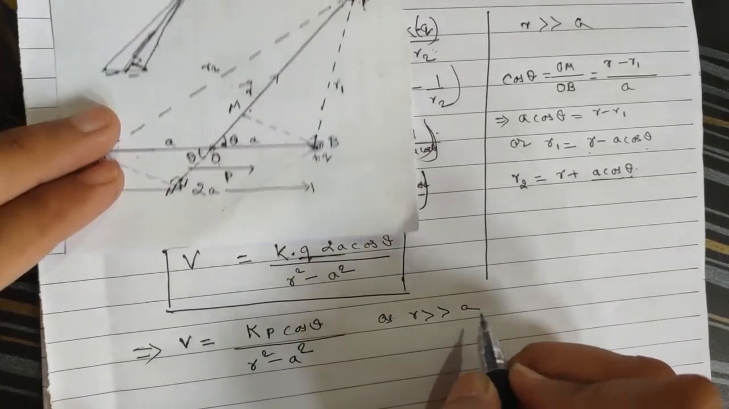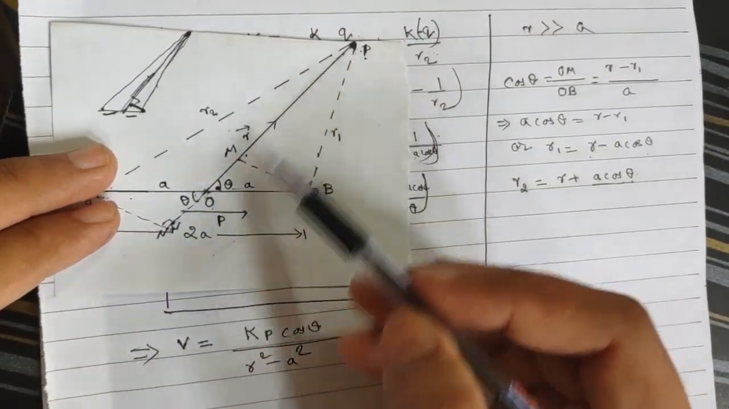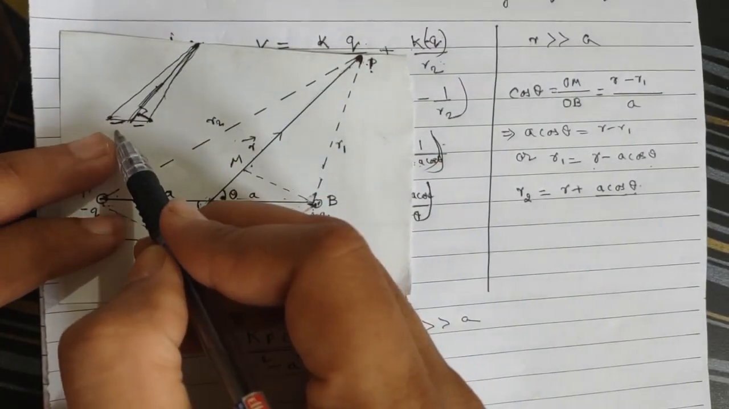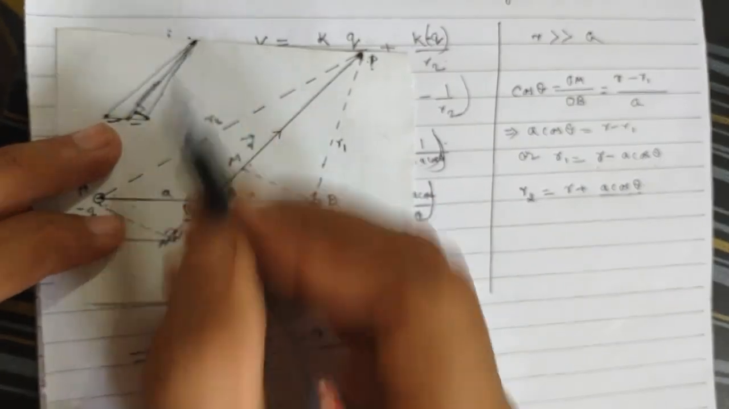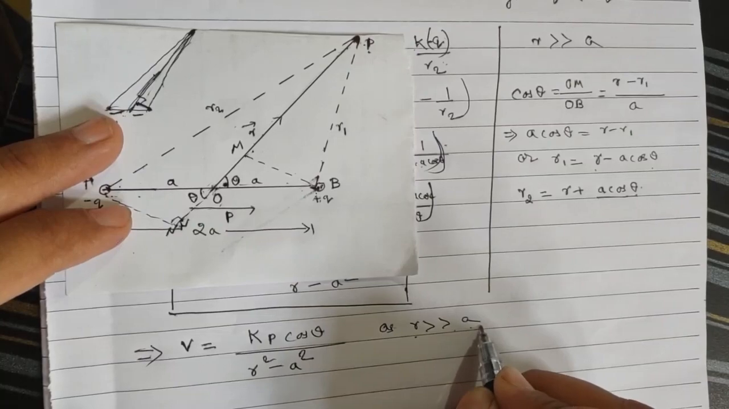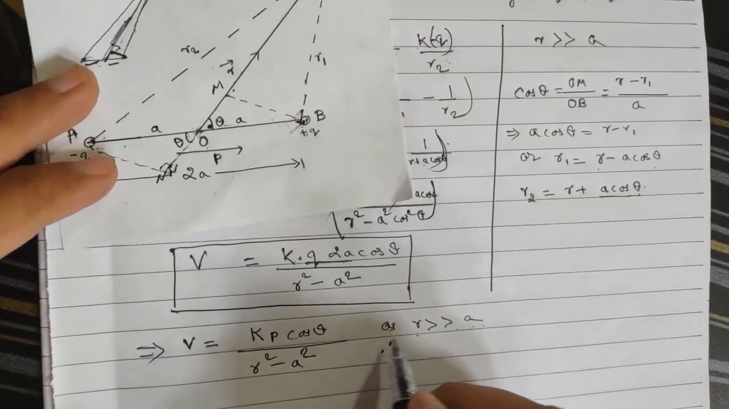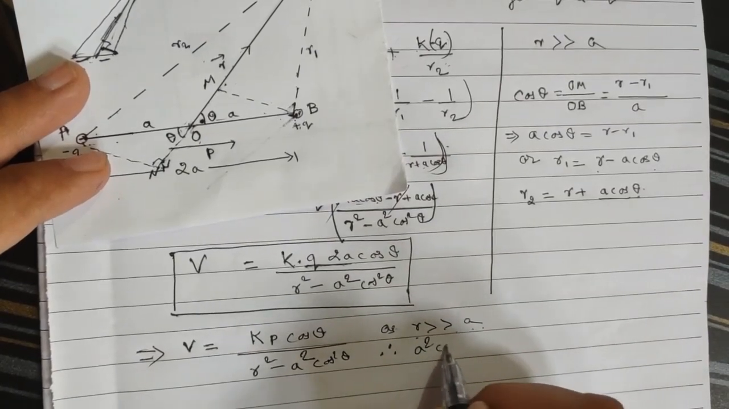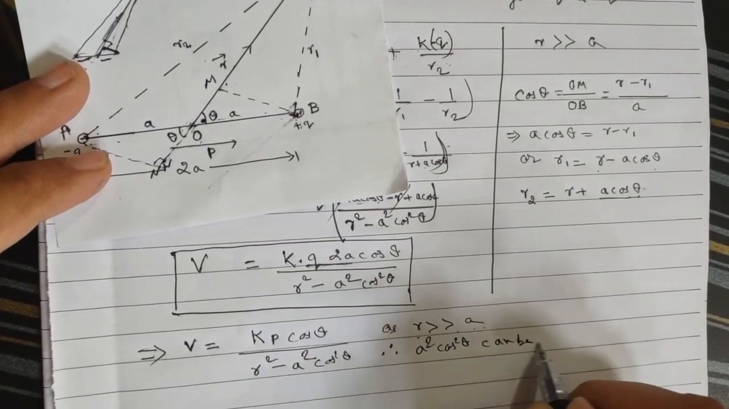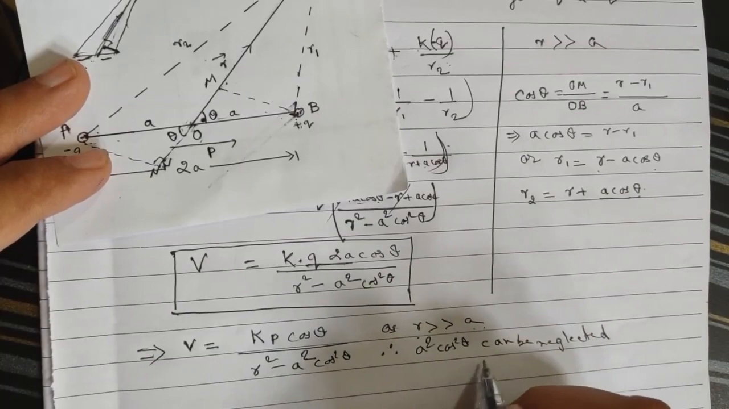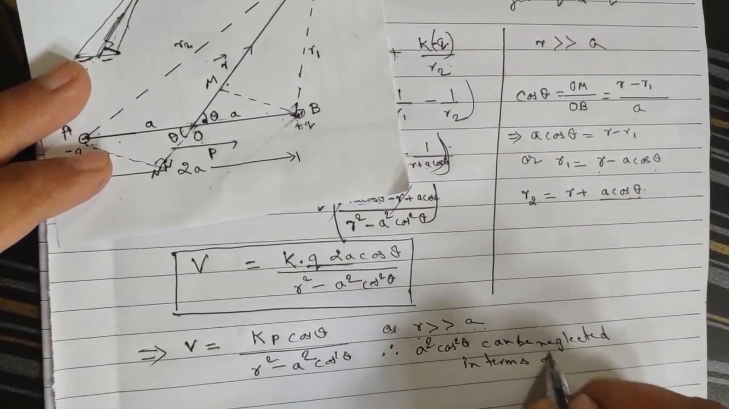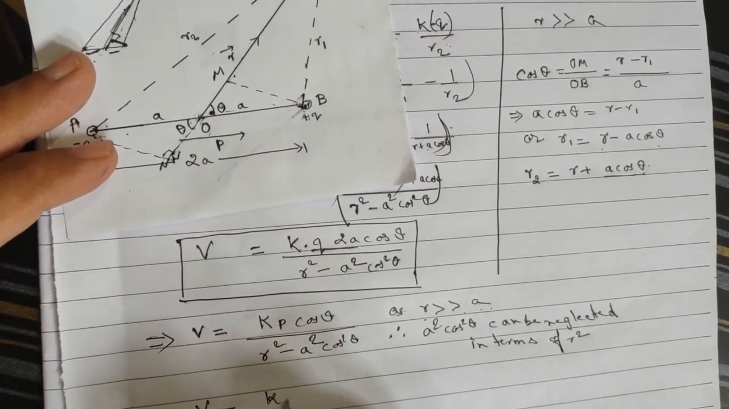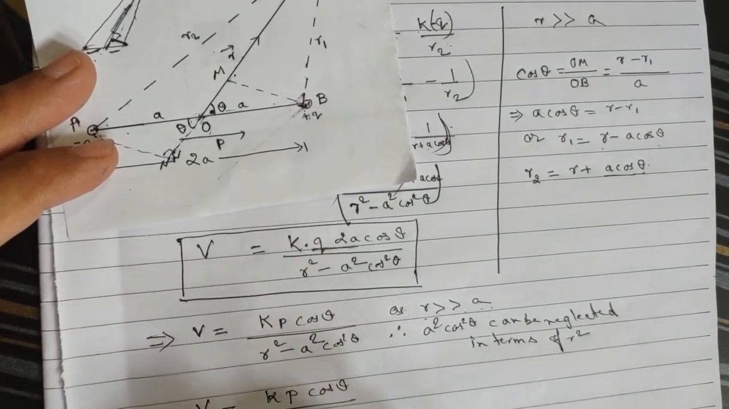Now as in the beginning we have considered, r is very much greater than a. This r here, for visualization, we have taken comparatively small, so it shows little difference, but if we go to a very large distance, then this a will be negligible in terms of this r. So r is very much greater than a. Therefore this a square cos square theta can be neglected in terms of r square. Yes, definitely it can be neglected. So V is equal to k p cos theta by r square.